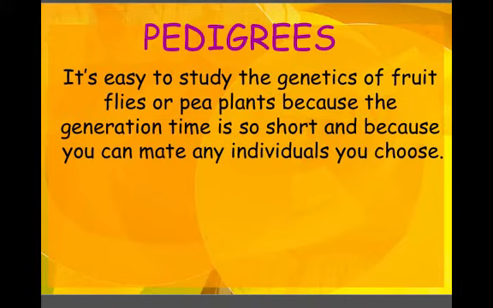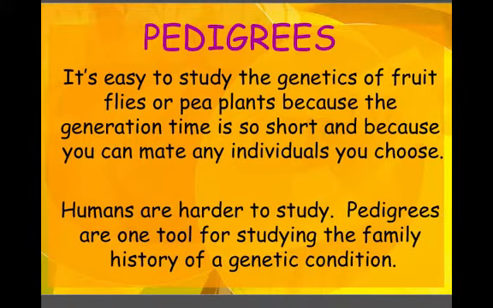Today we're going to talk about pedigrees, which is a way of tracking traits through a family and looking at the different generations and how they express traits. It's easy to study genetics of fruit flies or pea plants because the generation time is so short and because you can mate any individuals you choose. Humans are harder to study, so we use pedigrees as one tool for studying the family history of a genetic condition.